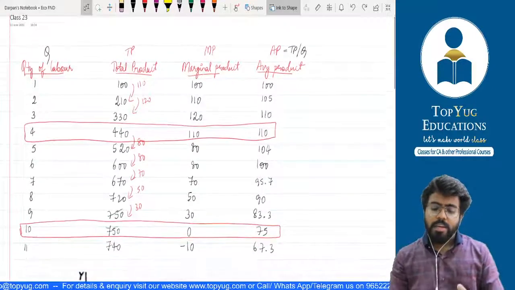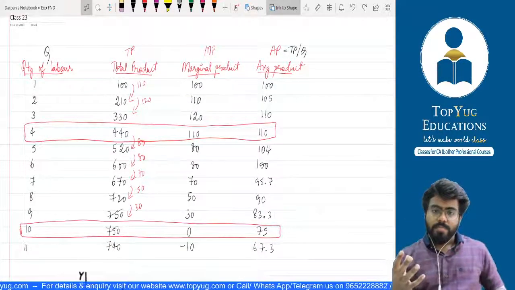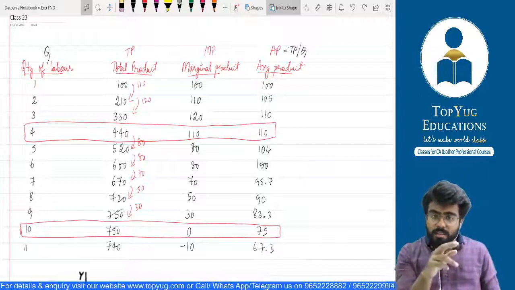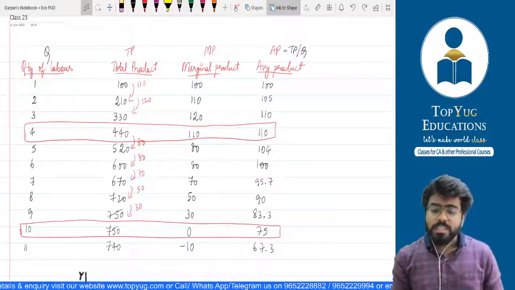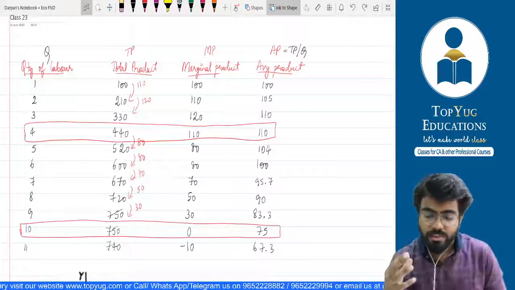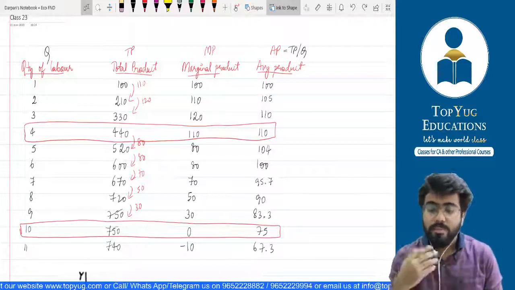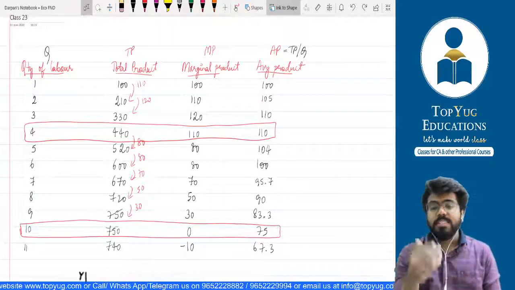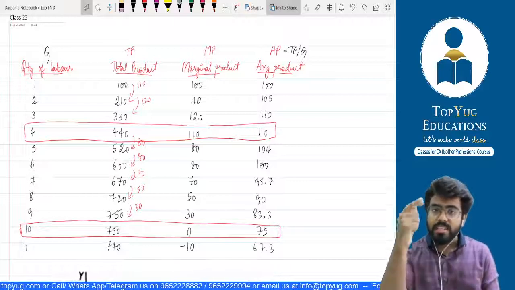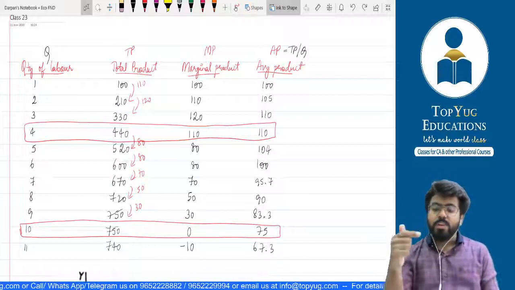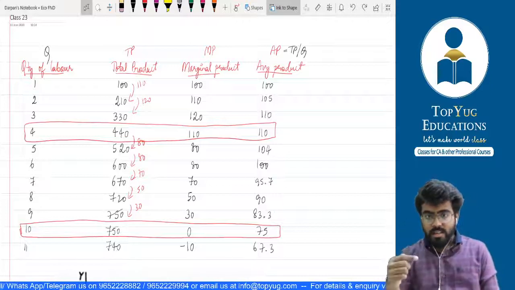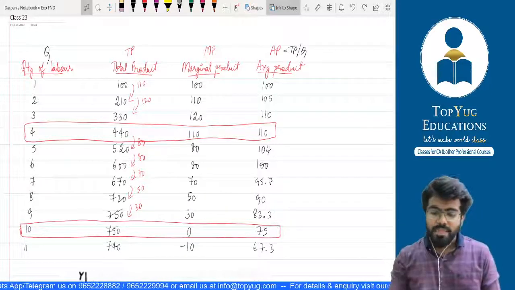What is happening with average product? Average product is increasing, right? And when it is increasing, is it greater than MP or less than MP? When average product is increasing at first, is it greater than MP or less than MP? It is less than MP. AP is less than MP when it is increasing. But when it started to decrease, what happened? See, when it started to decrease, it is greater than MP, right?